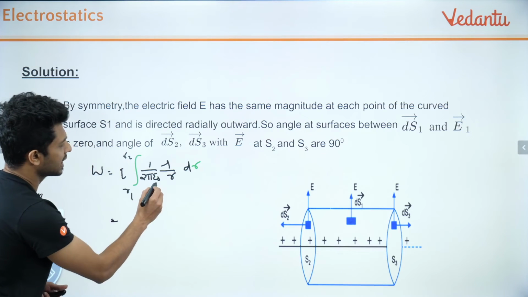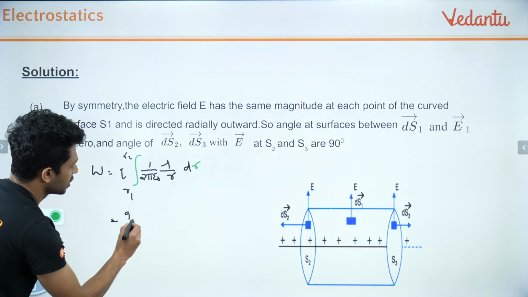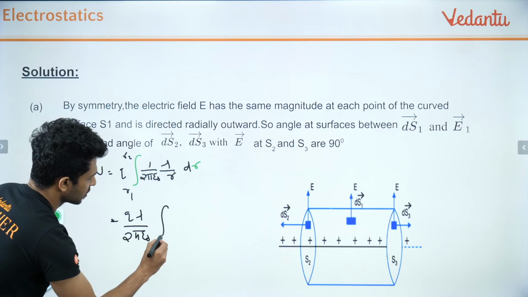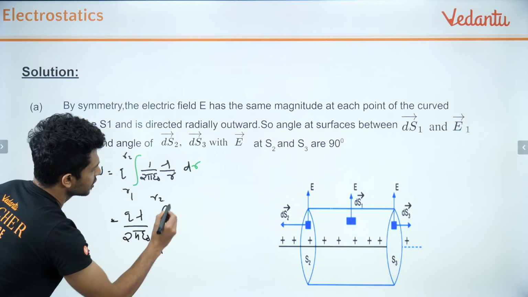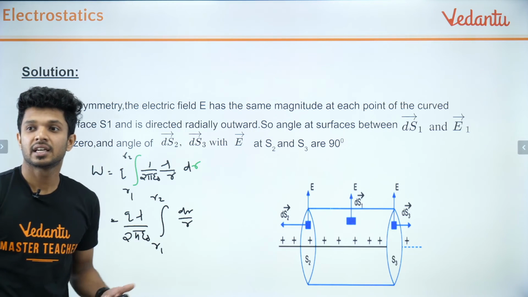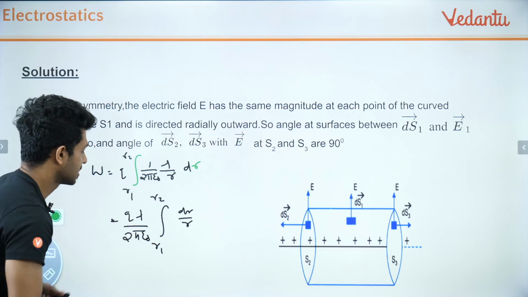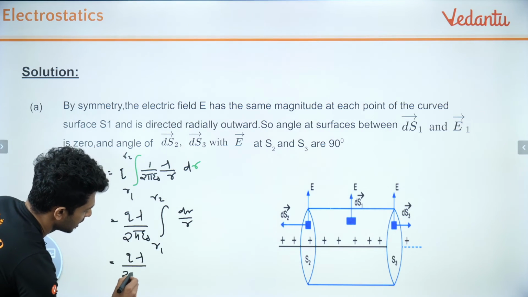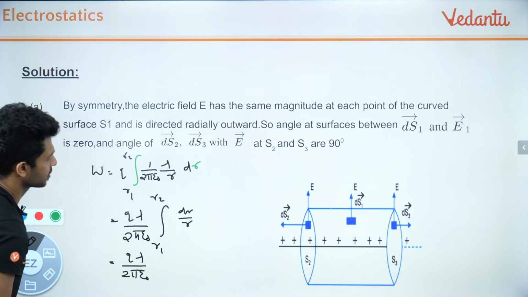Now what all are constants in this? q lambda divided by 2 pi epsilon 0, integral of r1 to r2 dr by r. What is the integral of 1 by r? It is ln r. So it is q lambda by 2 pi epsilon 0.